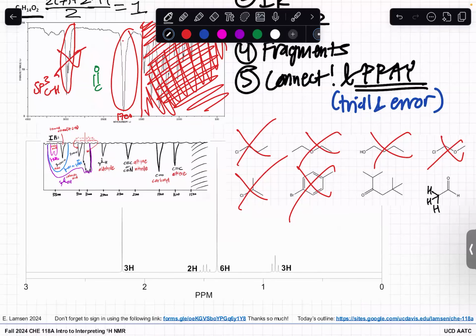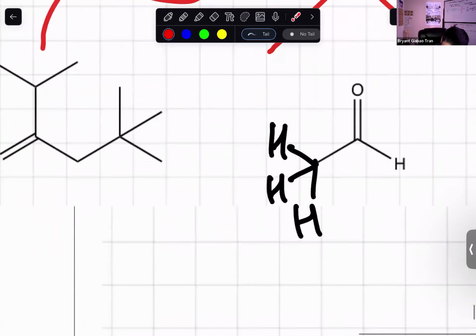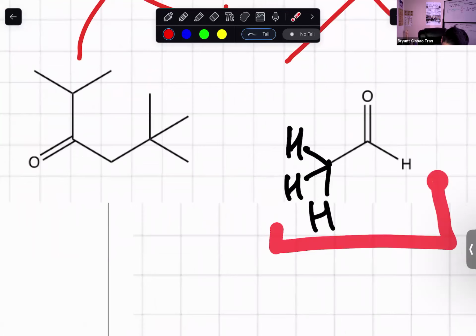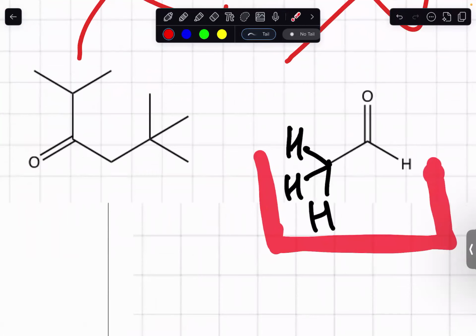Well, can you repeat your question, please? How many unique sets of hydrogens would you expect for this molecule here? How many unique sets of hydrogens would you expect in the HNMR?